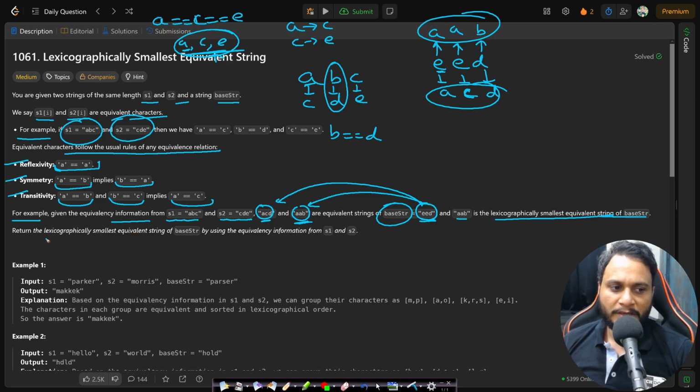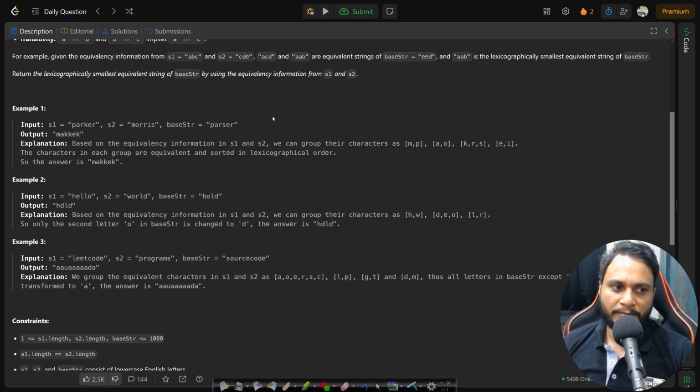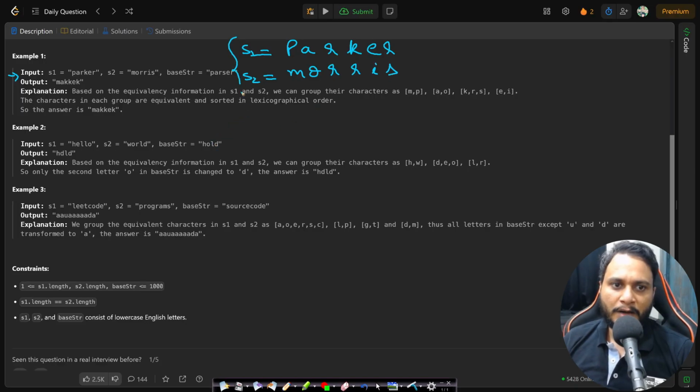So we need to return the lexicographically smallest equivalent string of the base str by using the equivalence information from s1 and s2. Let's understand this with an example. In the first example, s1 is parker and s2 is morris. How is the equivalence relation defined? You can define that p equals m, a equals o, r equals r, which is the same thing so they must be equal, k equals r, e equals i, and r equals s.